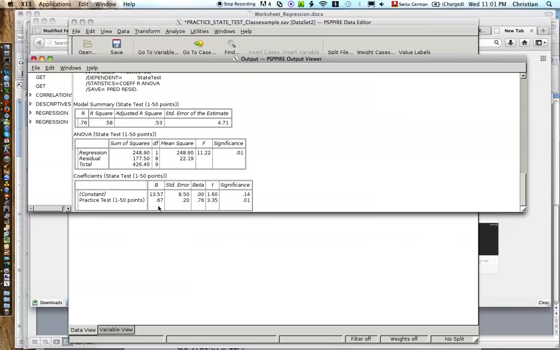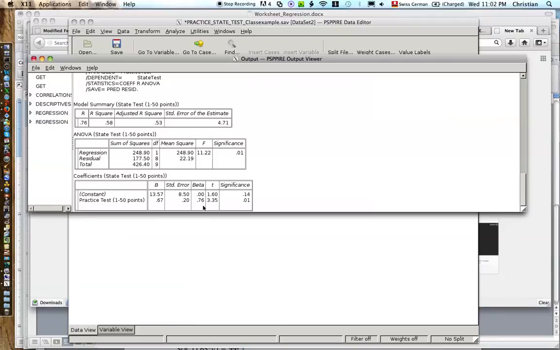Now, what's the difference between this beta and this beta? This beta is the unstandardized beta. It's in the units of measurement that the tests are in. So that means 1 point up in practice test is 0.67 points up in the state test. The standardized coefficients are measured in standard deviations. So the way you would read this one is, if you have a practice test 1 standard deviation higher, your state test is going to be 0.76 standard deviations higher. So 1 is in the measurement in the actual points on the test, and this here is a measurement in standard deviations.